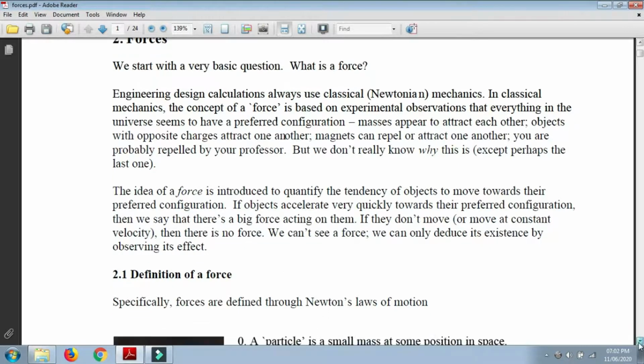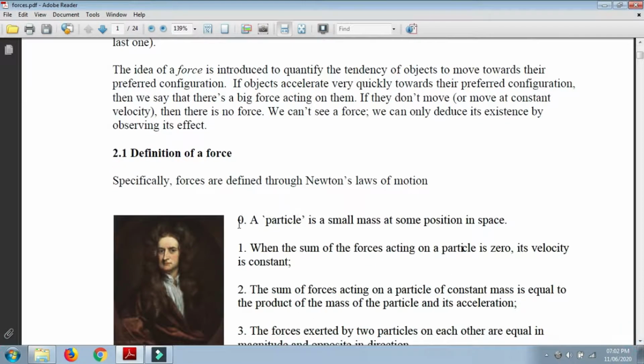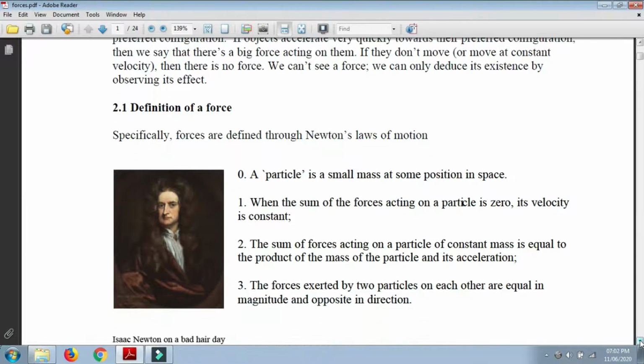So, the definition of a force. Forces are defined through Newton's laws of motion. Some very important definitions already explained to you: a particle is a small mass at some position in space. When the sum of the forces acting on a particle is zero, its velocity is constant. The sum of forces acting on a particle of constant mass is equal to the product of the mass of the particle and its acceleration. What is this actually? It is F equals ma.